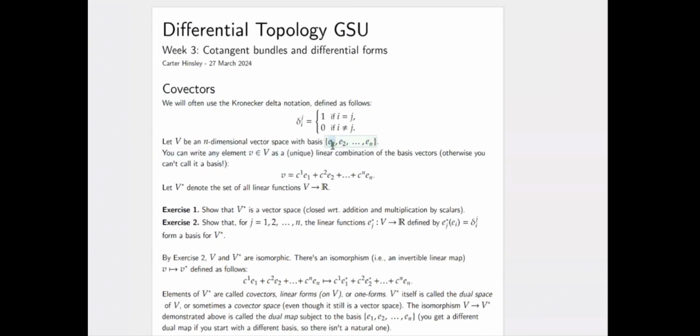So I call the function that sends E1 to 1, I call that E1 star, right? So in this nomenclature, it looks like this with J replaced with 1. And you just have a little star up here, and that denotes the dual to E1. You have the same thing for E2 and so on, and those EJ stars form a basis for the dual space V star. So we want to show that that's a vector space.